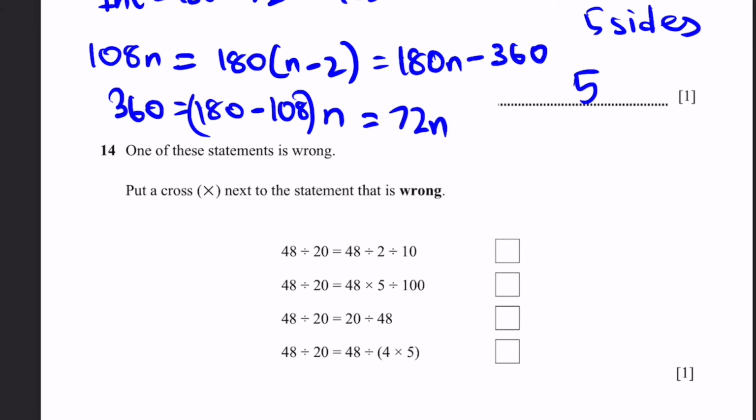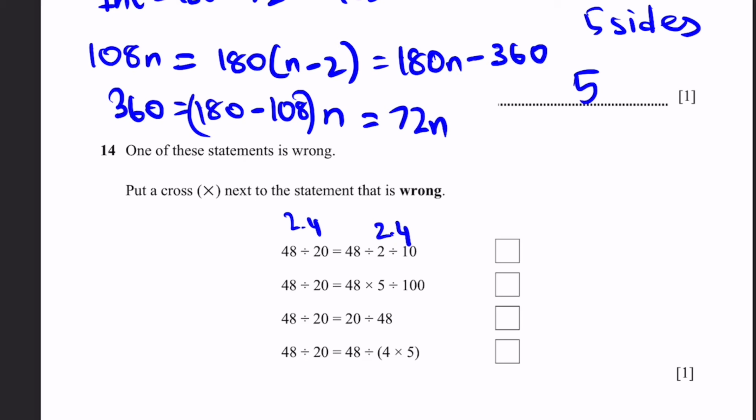Question 14. One of these statements is wrong. Put a cross next to the statement that is wrong. First is 48 divided by 20, which is equal to 48 divided by 2 divided by 10. So that's correct because we have to go from left to right to do the calculations. 48 divided by 20 is 2.4. 48 divided by 2 is 24. Divide that by 10, 2.4.